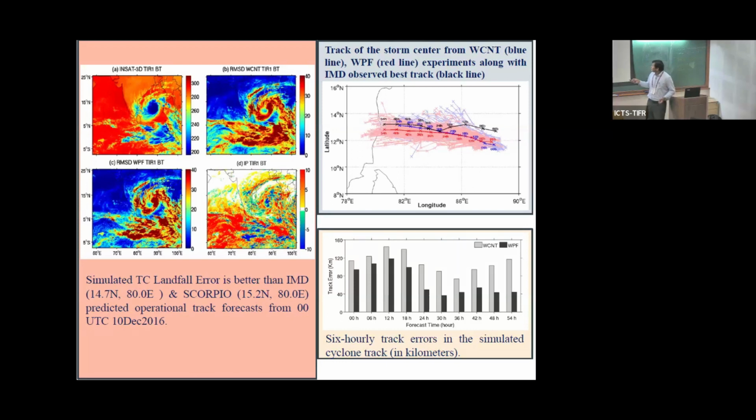And then here you can see the track error. So at almost all the time steps, we found an improvement with this framework.